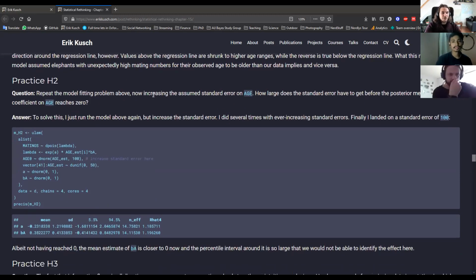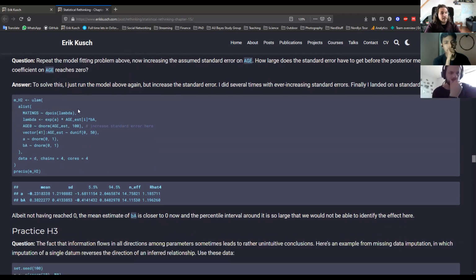Practice H2. Repeat the model fitting problem from above. Now increase the assumed standard error on age. How large does the standard error have to get before the posterior mean for the coefficient on age reaches 0? Basically, this is trial and error. Run this model several times. Just increase this standard error right here in our adaptive prior until our BA just falls to 0. And I kept increasing it. I finally just landed on 100, and that's where I stopped, because I didn't feel like running the model again and again.